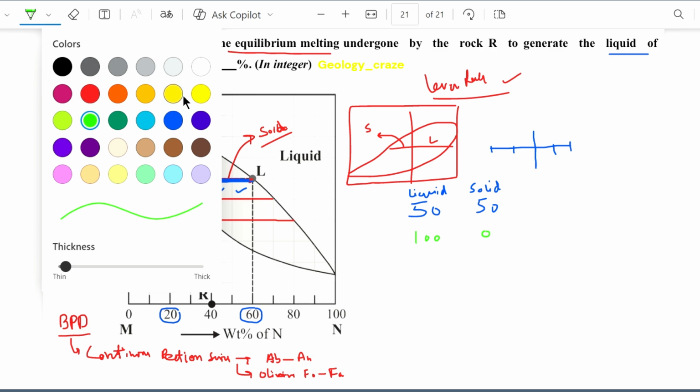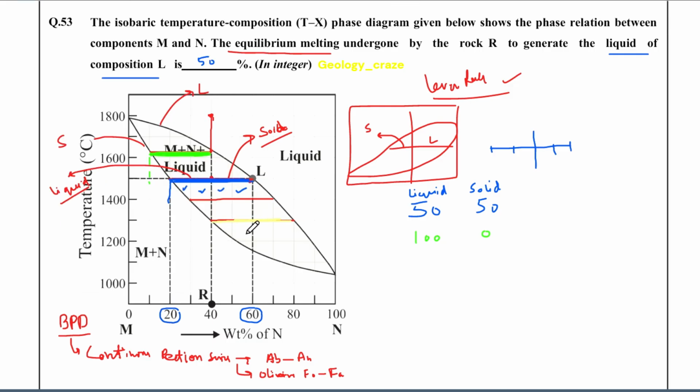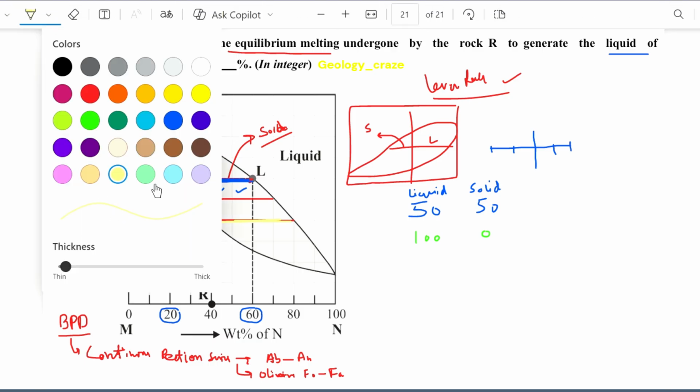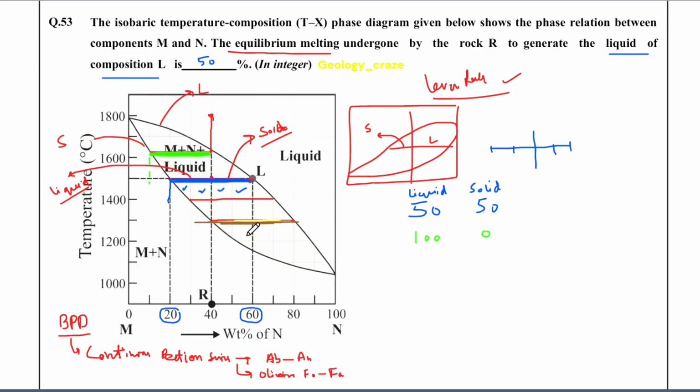In a similar way, we'll use the color, this line. The color is not good. Brown, yes. Okay, up to this only. So now how many divisions? 1, 2, 3, 4. Same. We're getting the same, so same 50-50.